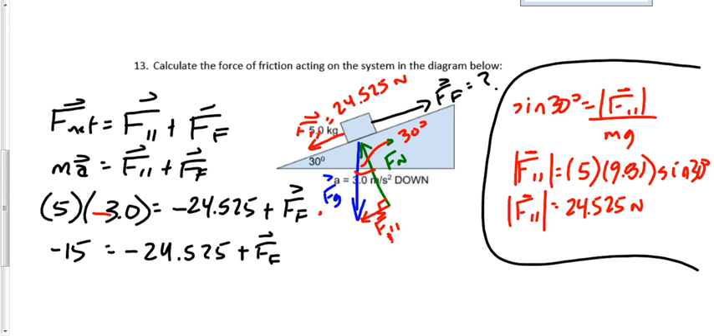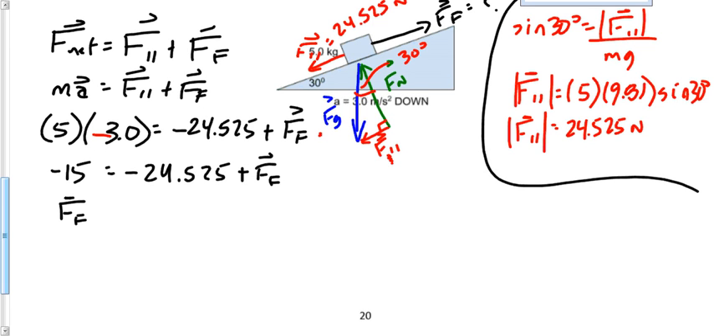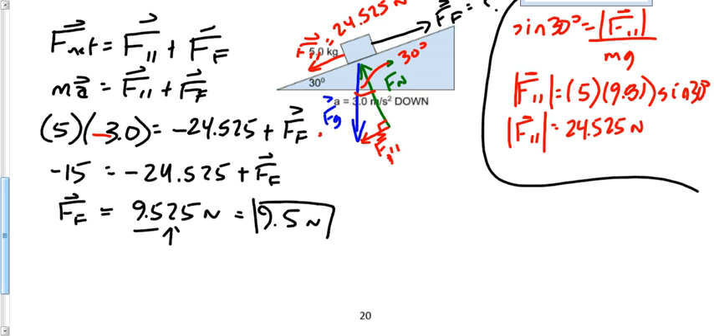And we're going to take that to the other side by adding. We're going to end up getting FF is positive 39.525 newtons, which rounds to, is that right? No, it's not, is it? It's 9.525? We're going to round that to 2 digits, so it becomes 9.5 newtons. So my F parallel was 24, friction was 9.5.